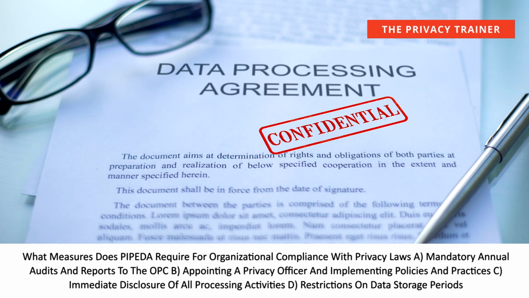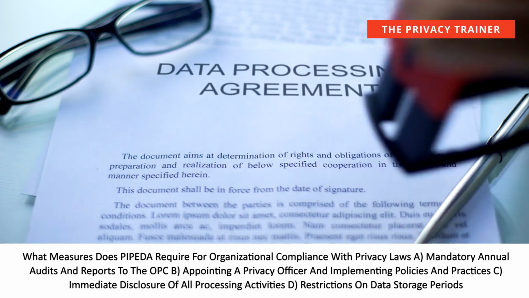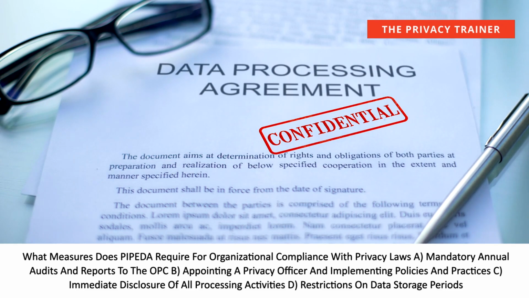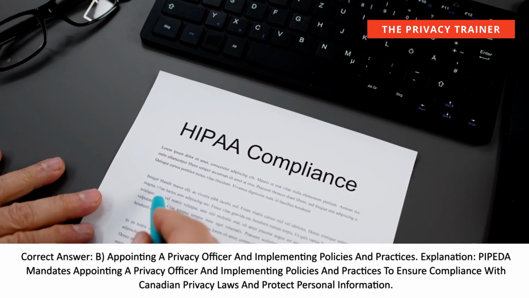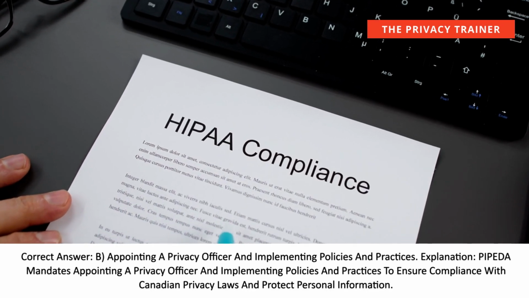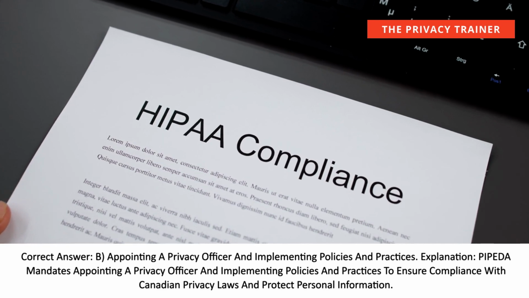A. Mandatory annual audits and reports to the OPC. B. Appointing a privacy officer and implementing policies and practices. C. Immediate disclosure of all processing activities. D. Restrictions on data storage periods. Correct answer: B. Appointing a privacy officer and implementing policies and practices.